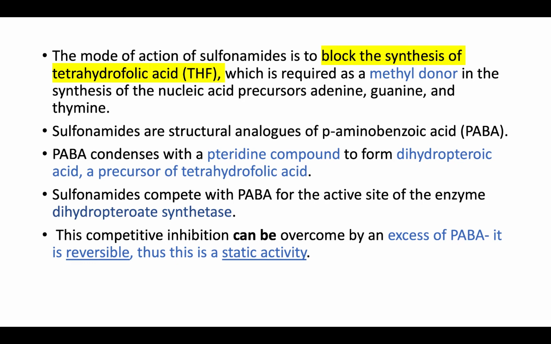How? The mode of action is to block the synthesis of tetrahydrofolic acid, which is required as a methyl donor in the synthesis of nucleic acid precursors: adenine, guanine, and thymine. So you need it for all of them. They are structural analogs of PABA, which condenses with the pyridine compounds to form dihydropteroic acid, the precursor for tetrahydrofolic acid. I will show you a picture. Sulfonamides compete with PABA in the active site of the enzyme dihydropteroate synthetase. This competitive inhibition can be overcome, how? By increasing the PABA. It is reversible, not irreversible.